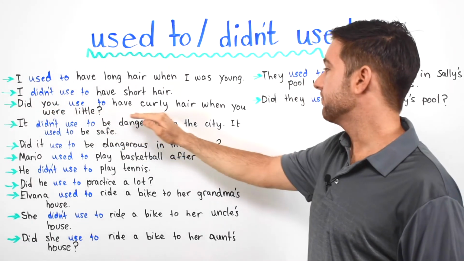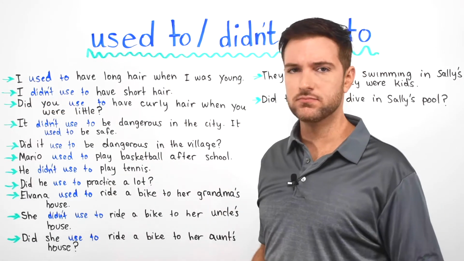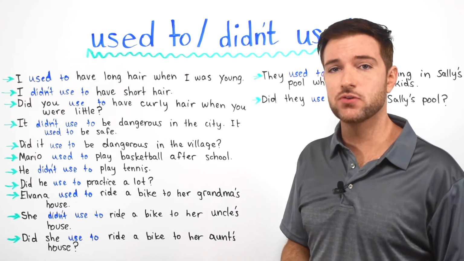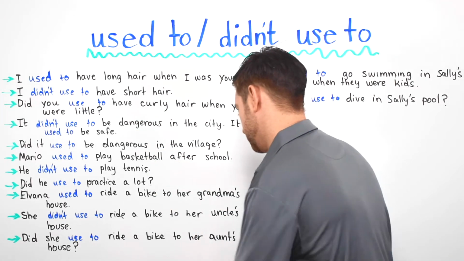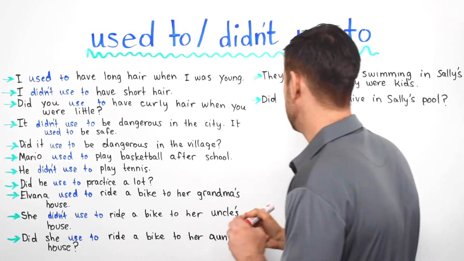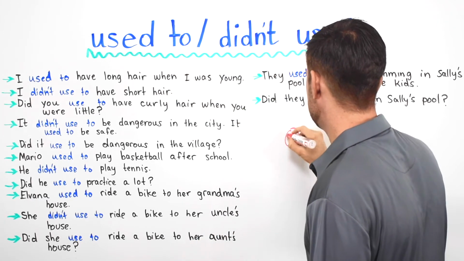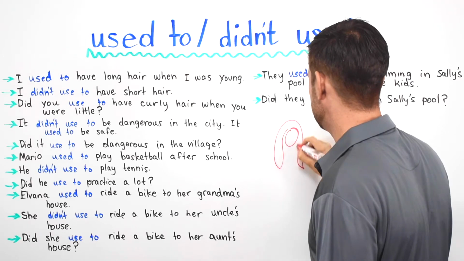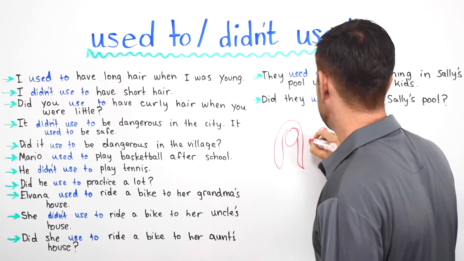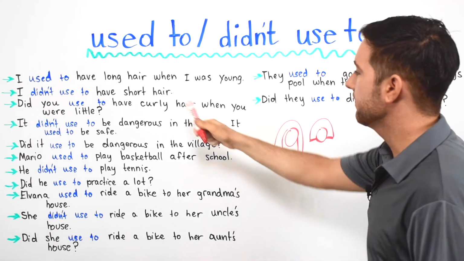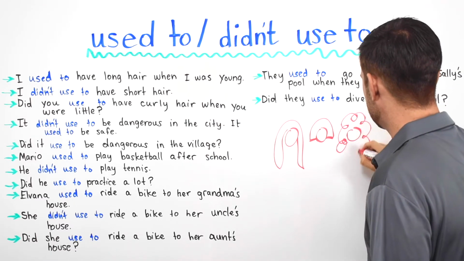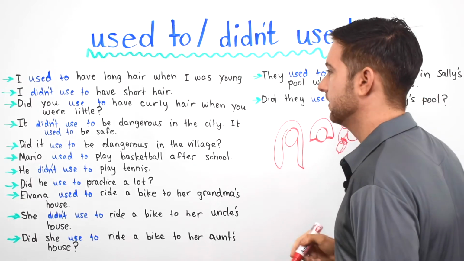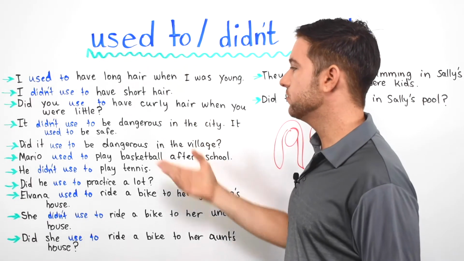And then here we have a question. Did you used to have curly hair when you were little? Now, long hair is like this. So, say we have a person here. We have long hair right here. Then we have short hair like this. And then we have curly hair. Curly hair is like this. Curly hair.